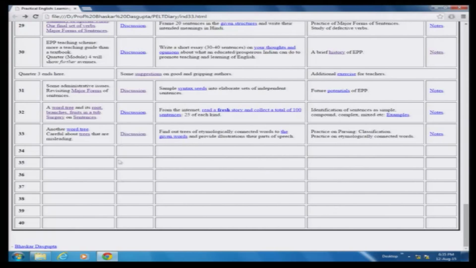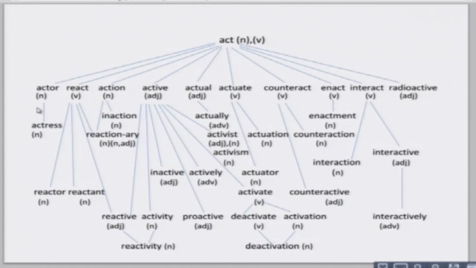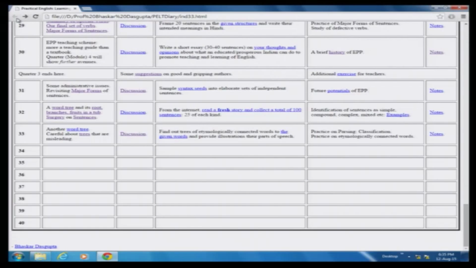In the previous session, I discussed the word tree, and as an illustration, I showed you this tree of words starting from the root word "act". Then we proceeded to other things, and that did not reflect in the assignment. So today's discussion, along with yesterday's discussion, together will reflect in the assignment here.